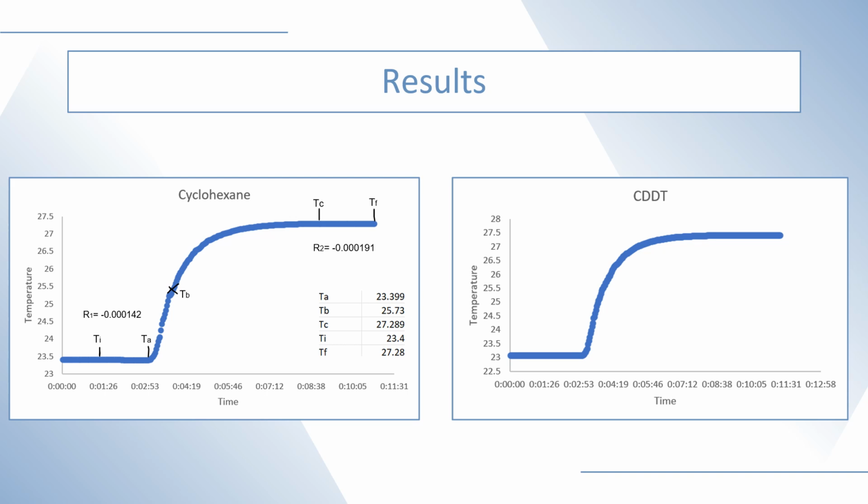Tb is the time at 60% of the total temperature change between points A and point C, and Tc is the time at the maximum temperature. Then finally, Tf is the time of the final temperature, about 90 seconds after it reached the max temperature. And then you can see that there are R values. So R1 is the slope between Ti and Ta, and R2 is the slope between Tc and Tf.